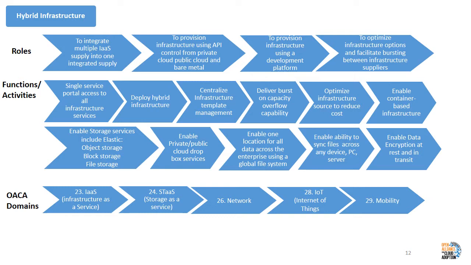to have the ability to deploy hybrid infrastructure, the ability to deliver bursts of capacity when required, the ability to optimize infrastructure to reduce the cost, to enable container-based infrastructure, to provision elastic storage services, and enable locations for all data across the enterprise using a global file management system. Hybrid infrastructure also facilitates the ability to enable data encryption at rest, in transit, and at destination.